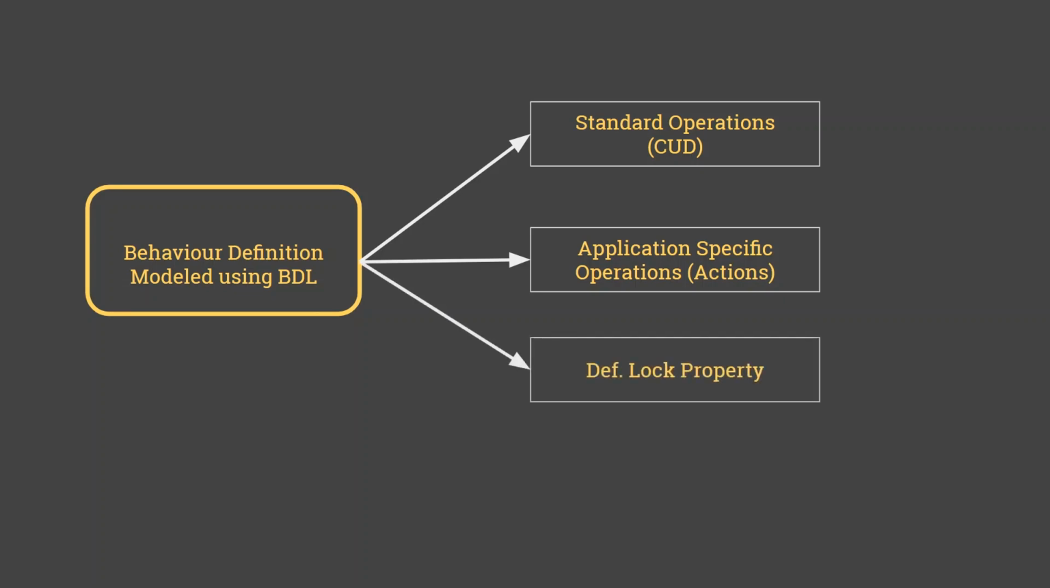The third part is defining a lock property. Lock property is something which will support the locking mechanism within this behavior definition. Without further ado, let's create a behavior definition for our CDS view and see how it reflects on the UI. Let me switch to Eclipse now.